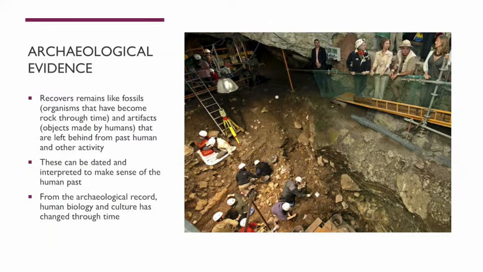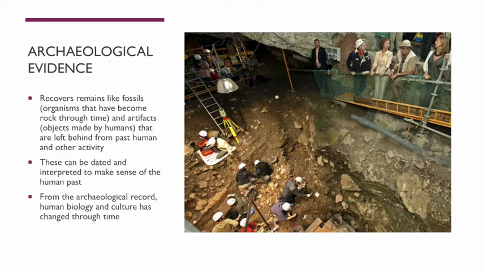Now, we talked about genetics and we talked about primates and their morphology and behavior and their scientific classification. And so when we turn to looking at archaeological evidence, it's important to think a little bit about what that means. So archaeologists recover remains, human remains like fossils, organisms that have become rock through time. We're going to talk more about fossils in the course, but it is time to introduce the idea of human remains, remains that are preserved from the past. This is an important form of evidence for human evolution.